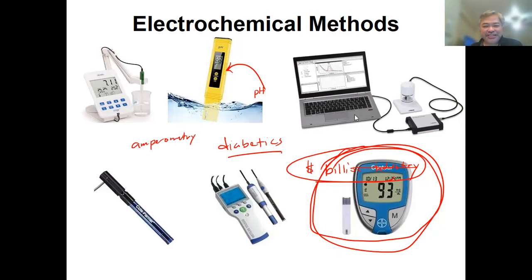BP monitor, hindi naman lahat ng ano sa bahay meron nun. Diba? Eh ito, pag diabetic ka, meron. Ako meron yan sa bahay. Meron ako dito sa bahay niya.